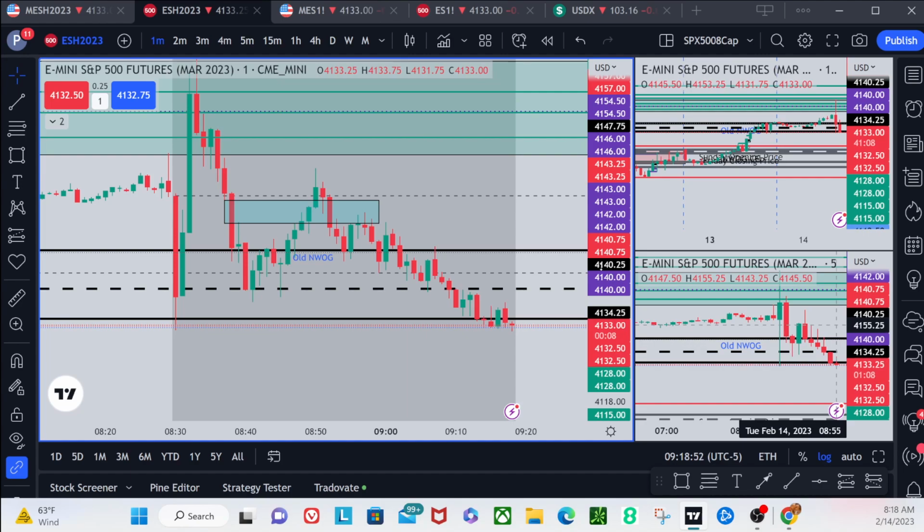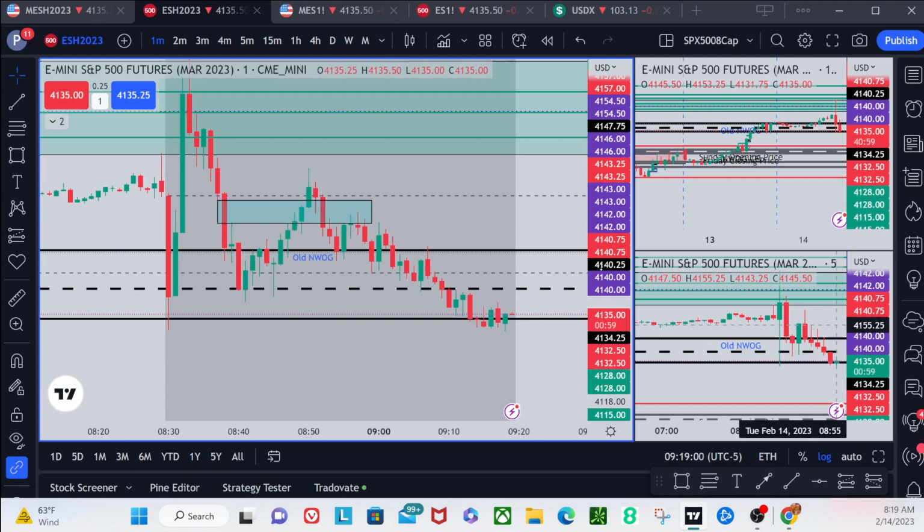So now because we went down into this old new week opening gap low, we retraced. Was there any imbalance in here? No. So what level are we looking at? What's my eye looking at? It's looking at the difference between the midpoint and the low of that old new week opening gap. These two levels here. My eye is splitting that in half.